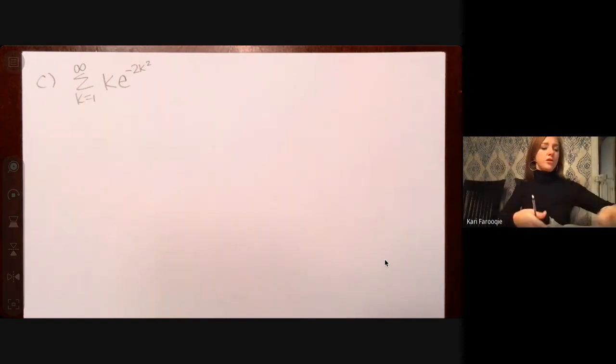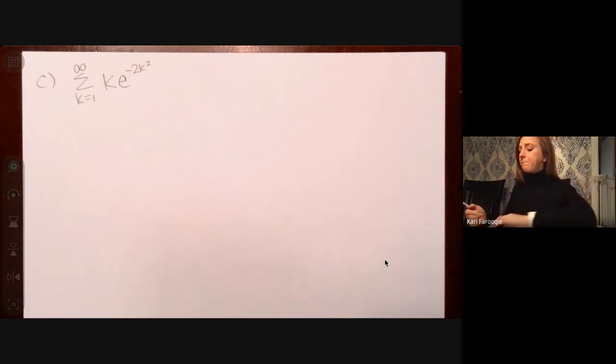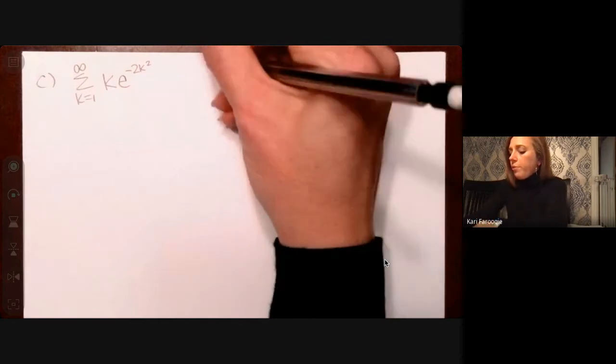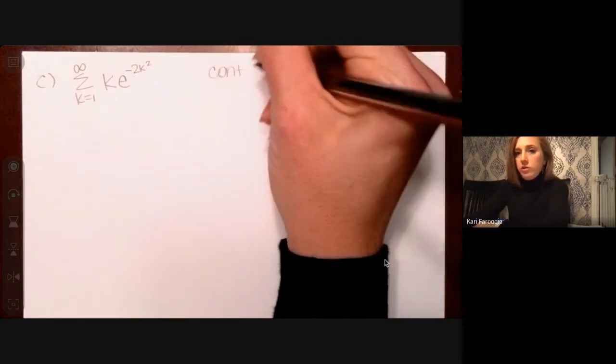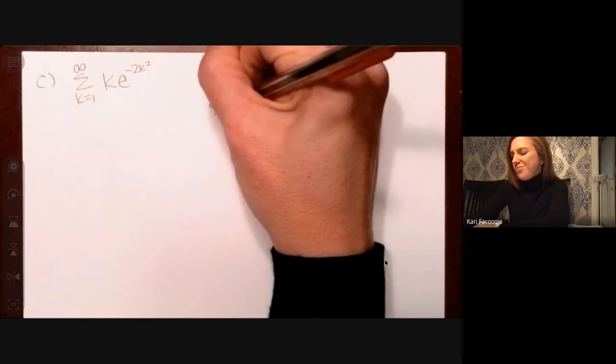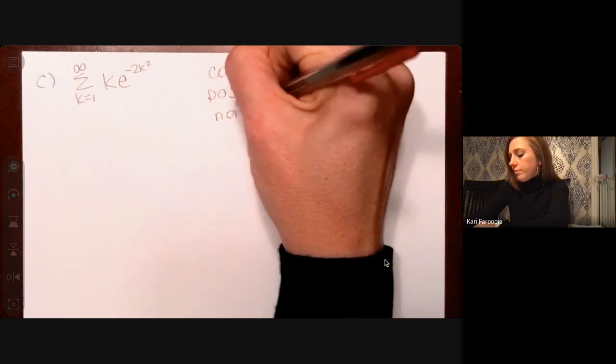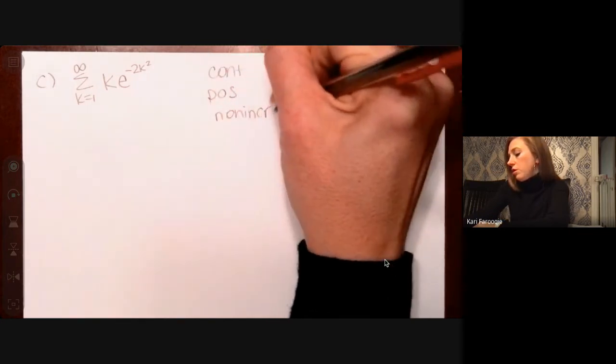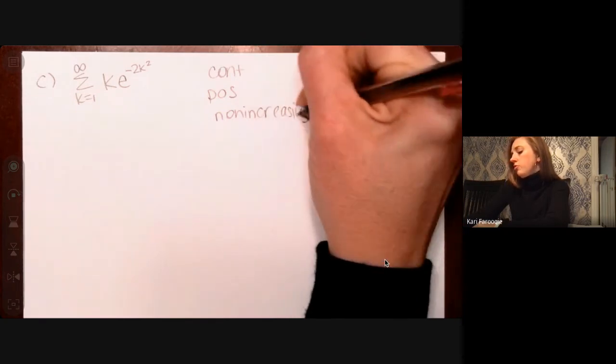I think this is all I have in this section, and then we'll look at some comparison tests, which is awesome. Wonderful. So the three things we need to test are continuous, positive, we'll look for decreasing. We'll be happy if we get non-increasing. Maybe I'll just write that.